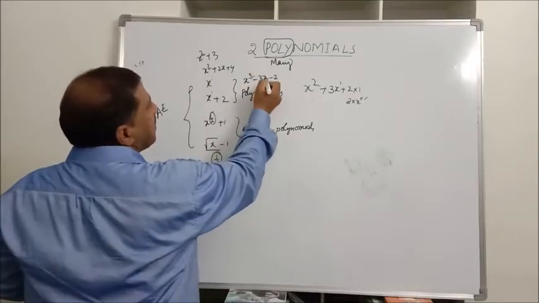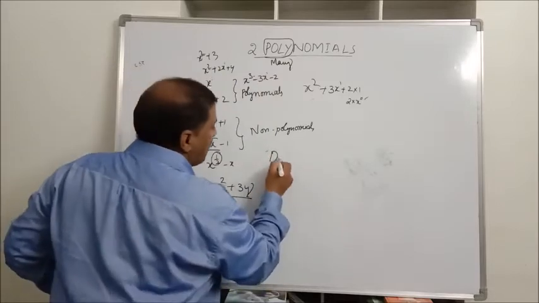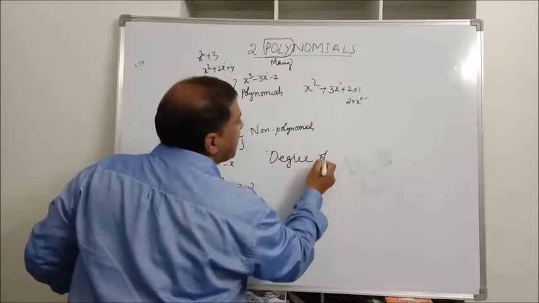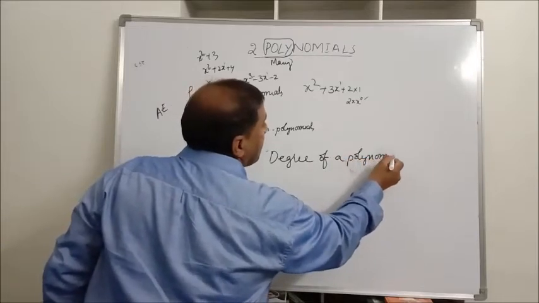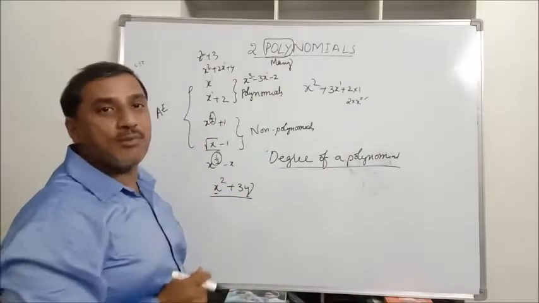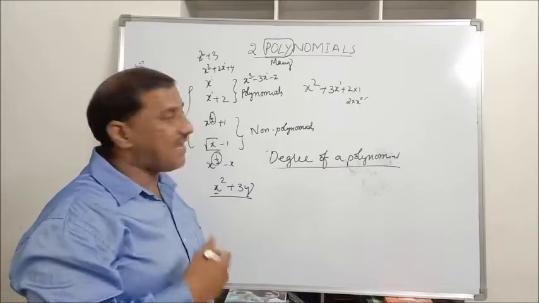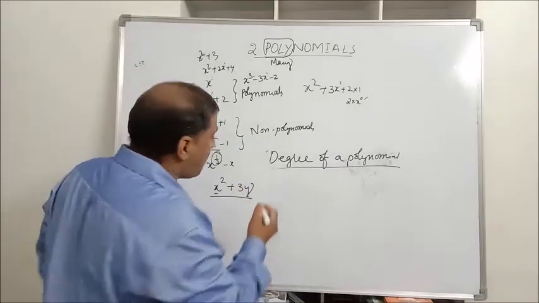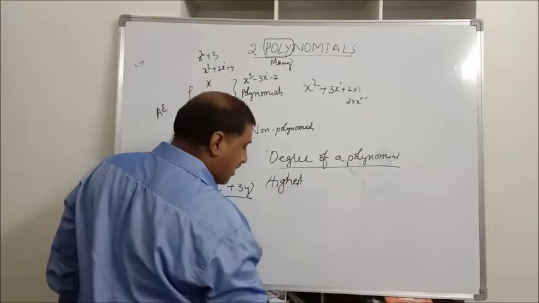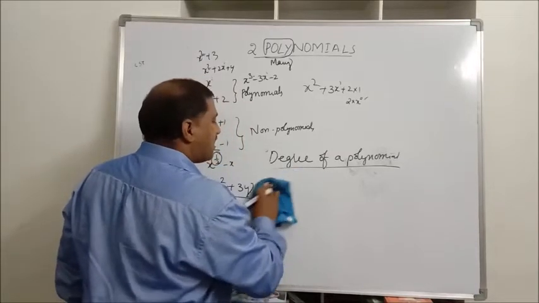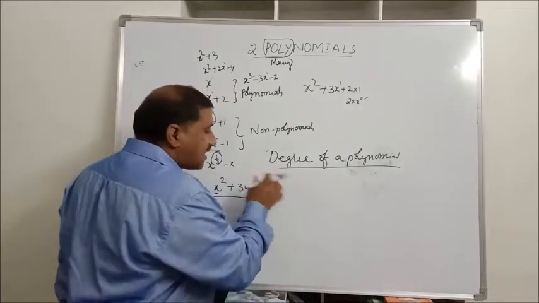Here the exponent of this variable is 1, and here it is 1. So now, what is the degree of a polynomial? The degree of a polynomial is nothing but the highest power of the exponent. The highest power of the exponent of a polynomial is known as the degree of the polynomial. That is the maximum power, known as the degree of the polynomial.